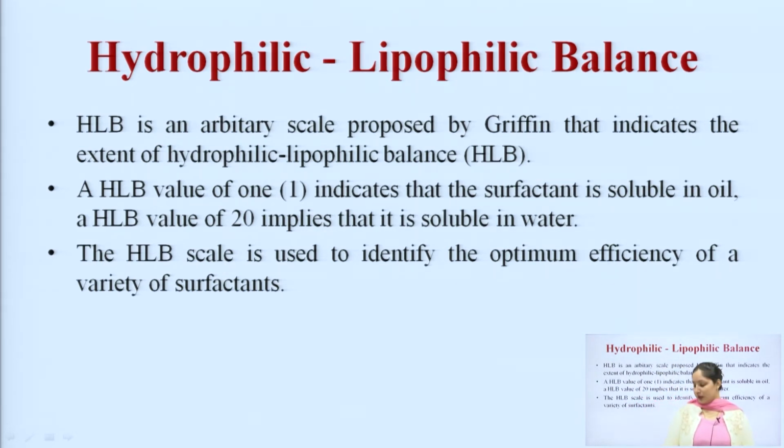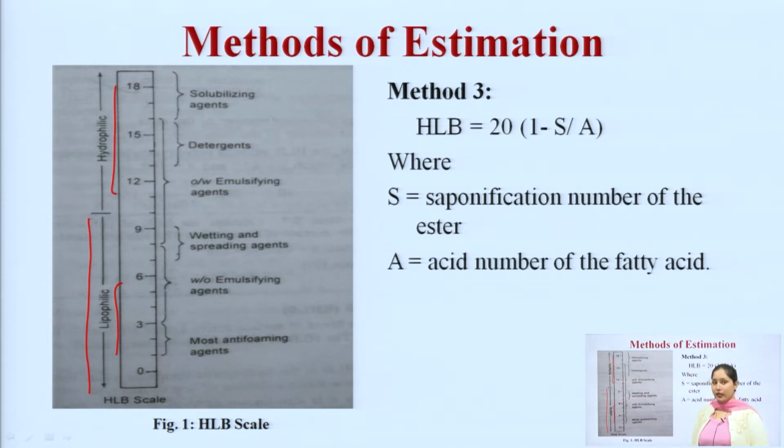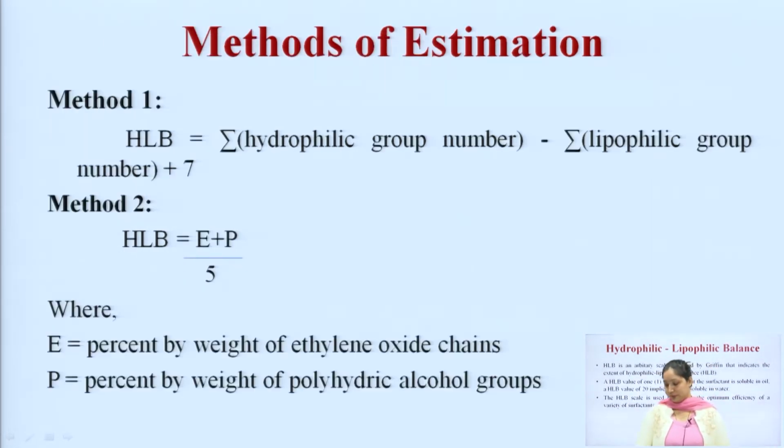So, this is the HLB scale. If we move downward on this HLB scale, the surfactant or emulsifying agent is more lipophilic in nature, but if we go above, the surfactant or emulsifying agent is more hydrophilic in nature. Clear? So, the HLB scale is used to identify the optimum efficiency of a variety of surfactants.